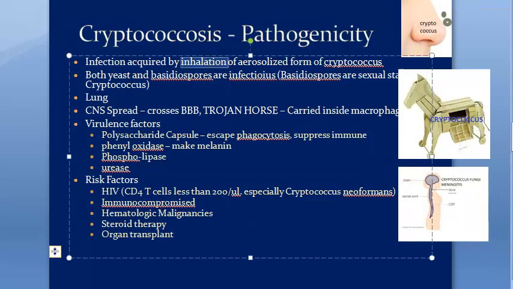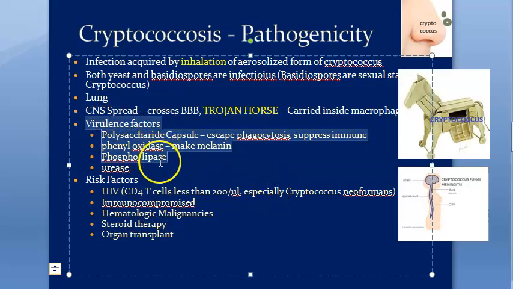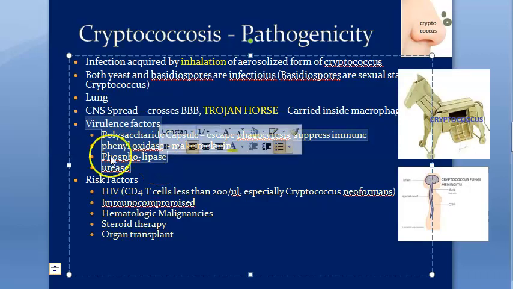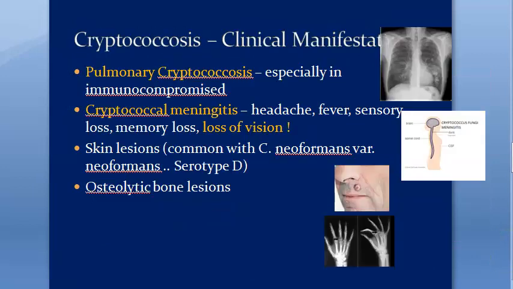Pathogenicity, it comes by inhalation, right? And both the basidiospores and the yeast are actually infective. So they will reach the lungs, then there will be CNS spread. Remember this Trojan horse word. That is how it reaches the brain. Virulence factors are the capsule, the phenol oxidase, the phospholipase and the urease enzymes. Risk factors are immunocompromised people. Clinical manifestations, obviously the lung, then the cryptococcal meningitis. It can even lead to loss of vision. Skin lesions, osteolytic bone lesions, very unusual, right? And bone lesions can be there because of fungal infection. Wow.